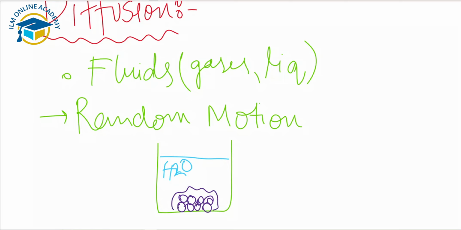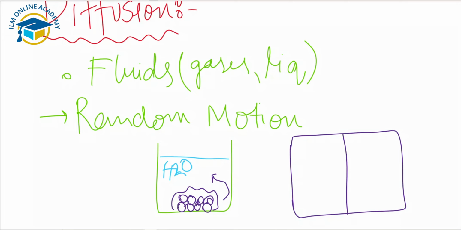So the concentration of the potassium manganate particles is much higher at the bottom, and diffusion will happen here. The particles will move from this area to the area where they are present in low concentration. For example, these are the two different sides of a container. In the center we have a membrane. Through this membrane some particles can move towards the left and some can move towards the right.